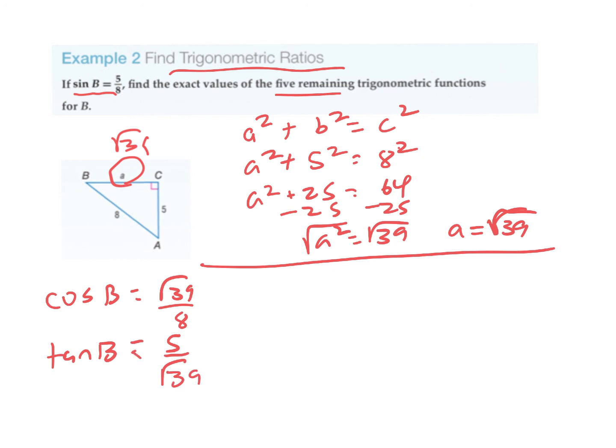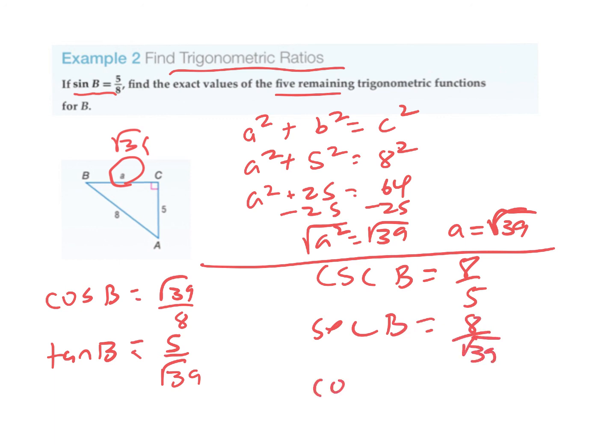Now if we go to our cosecant, remember, the cosecant deals with the sine, so we flip it. If I flip 5 over 8, I get 8 over 5. Then the secant, which goes with cosine, I flip to get 8 over square root of 39. And then cotangent is the flip of tangent, so I flip this over, and there are the other 5 remaining.